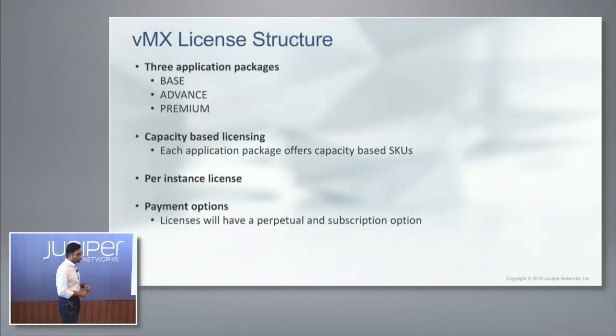So how does the licensing work? We have 3 different application packages we call Base, Advanced, and Premium, and I'll talk about what each one of those application packages entails. We have capacity-based licensing. It's a per-instance license, and you have 2 payment options. You can do a 1-year subscription for this product, or you can do a perpetual license. So you buy the product in perpetuity, and you can do the software upgrades, just pay your annual service fees.